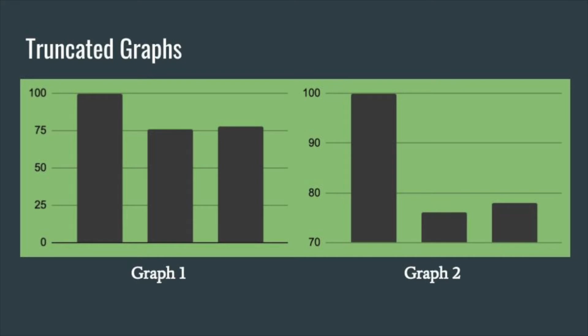Truncated graphs. So what exactly are truncated graphs? If we take a look at graph 1 and graph 2, we can see a pretty stark contrast between the bars themselves. But looking closer, we can see that the values for each individual bar are the same. What's different is that on graph 2, the baseline starts at 70, whereas on graph 1, the baseline starts at 0. So graph 2 is actually a truncated graph because its baseline is not located at 0, instead it's located at 70.